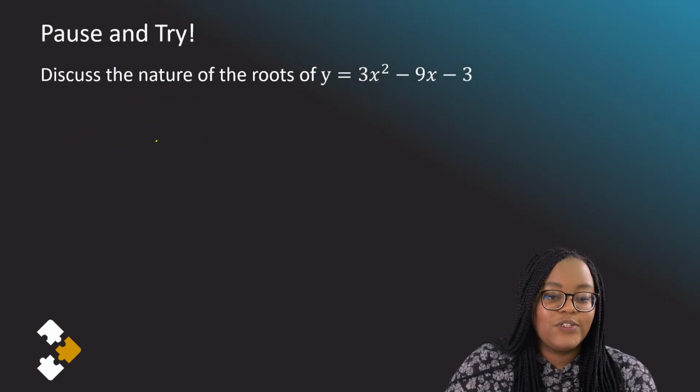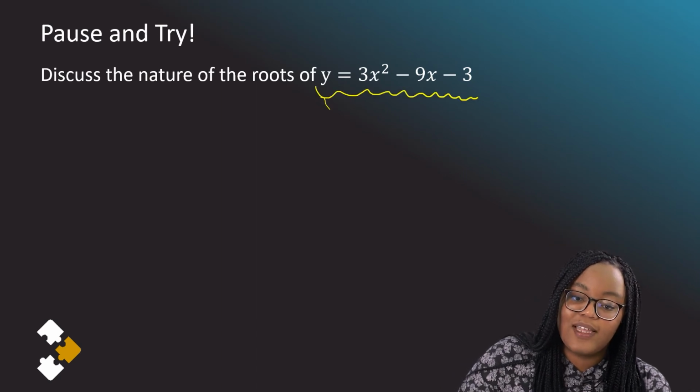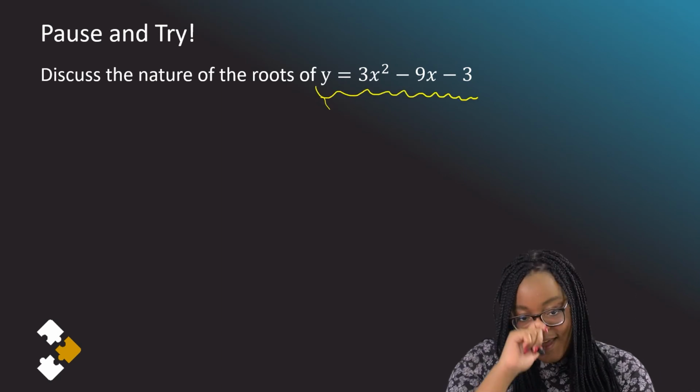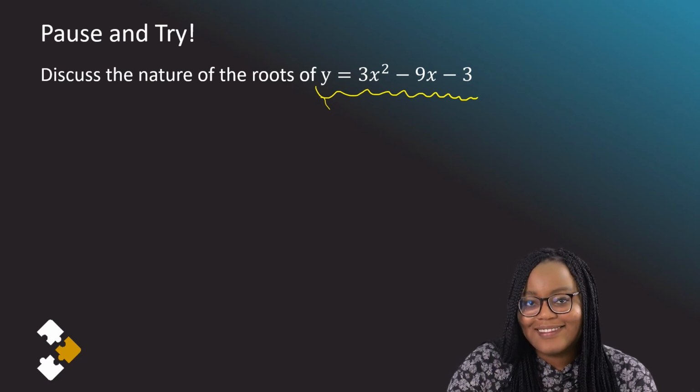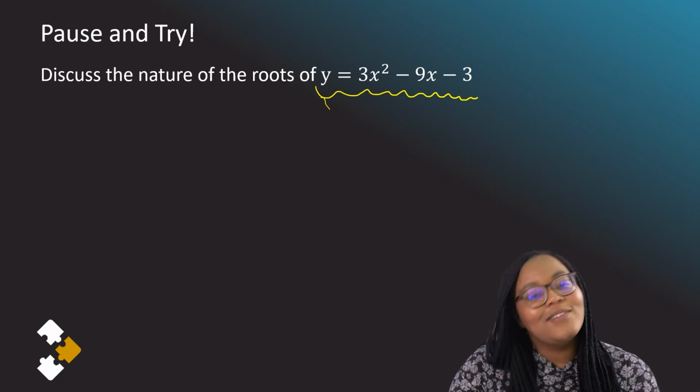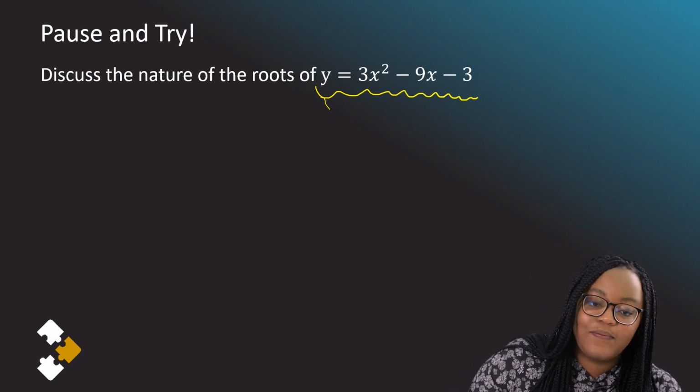I'm going to give you an opportunity to discuss the nature of roots of y is equal to 3x squared minus 9x minus 3, after which you can come back and we'll see how you've done. Awesome. Now that you have had a chance to look at that, let's look at it together.